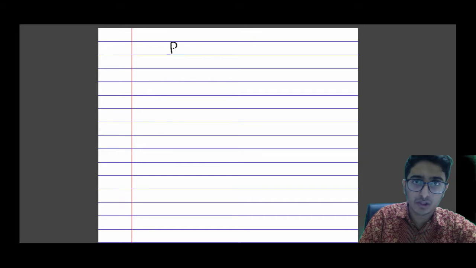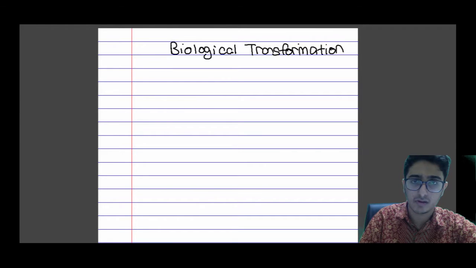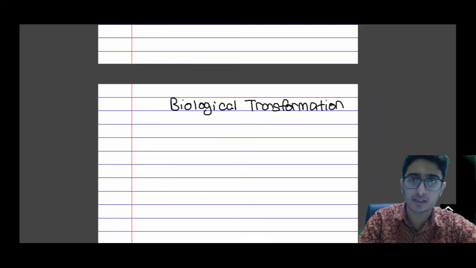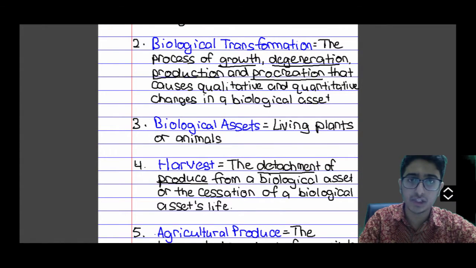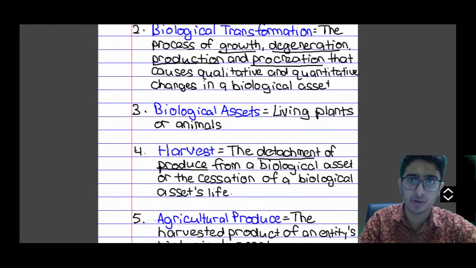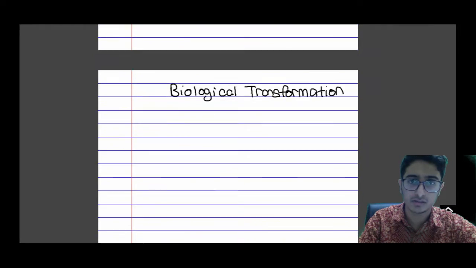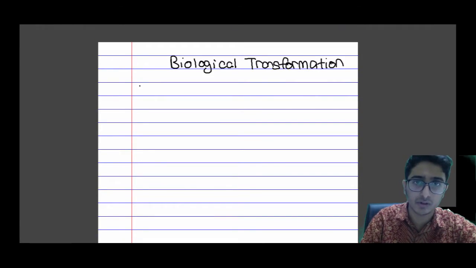Now, talking about biological transformation, there are four things we saw earlier: growth, degeneration, production, and procreation. Let us first start off with growth.